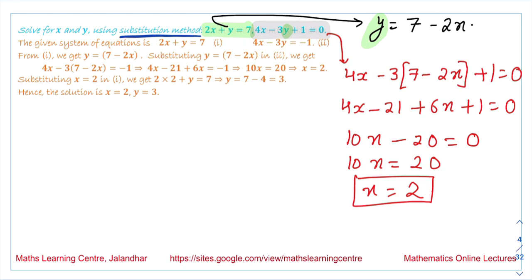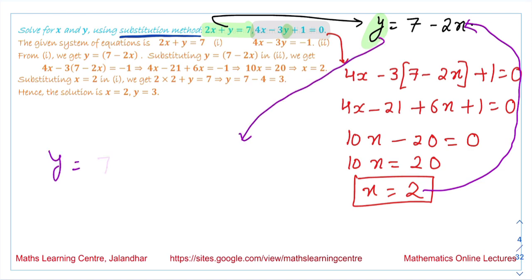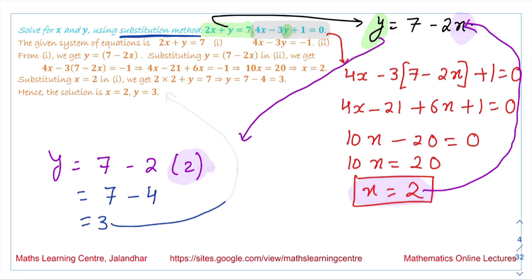Now, next step, we have calculated the value of x. We have to substitute this value of x in this equation, and what we get is y is equal to 7 minus 2 into 2. Why is this 2 there? Because x is equal to 2. We have substituted 2 in place of x. So the answer that we get is 7 minus 4, that is equal to 3.